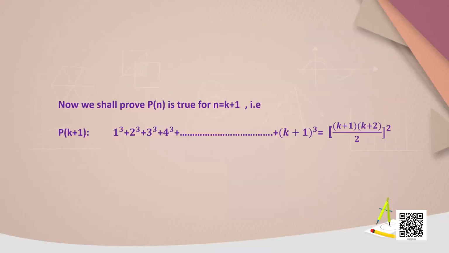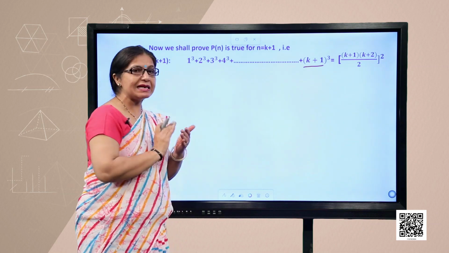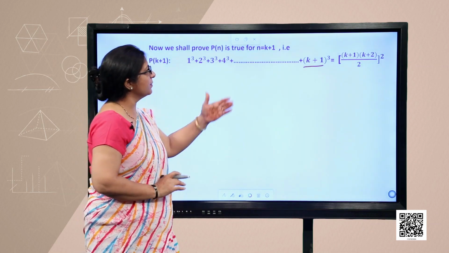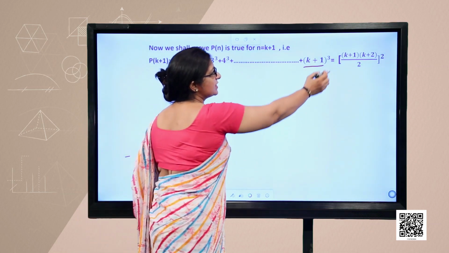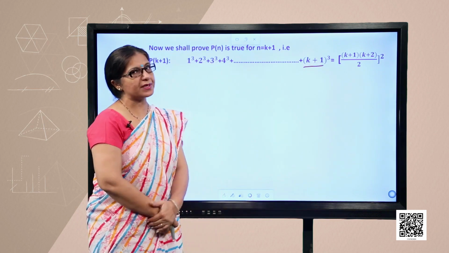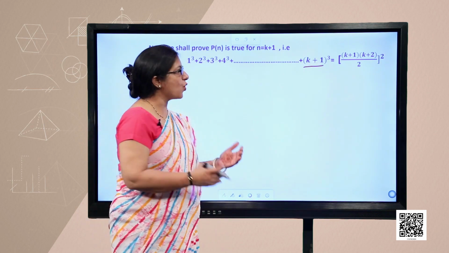Now we shall prove that Pn is true for n is equal to k plus 1. That is, Pk plus 1 is 1 cube plus 2 cube plus 3 cube plus 4 cube and so on, plus k plus 1 cube. Means till the k plus 1th term, we are finding the sum, which is equal to k plus 1 into k plus 2 divided by 2 whole square.